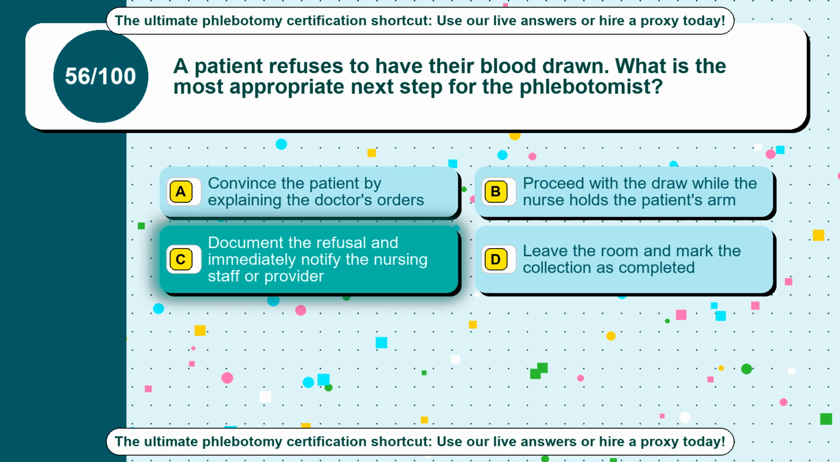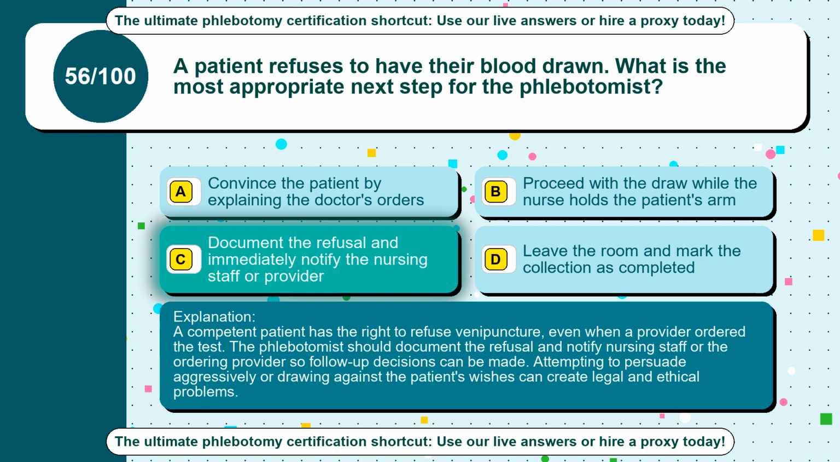The correct answer is option C. Document the refusal and immediately notify the nursing staff or provider. A competent patient has the right to refuse venipuncture, even when a provider ordered the test. The phlebotomist should document the refusal and notify nursing staff or the ordering provider so follow-up decisions can be made. Attempting to persuade aggressively or drawing against the patient's wishes can create legal and ethical problems.